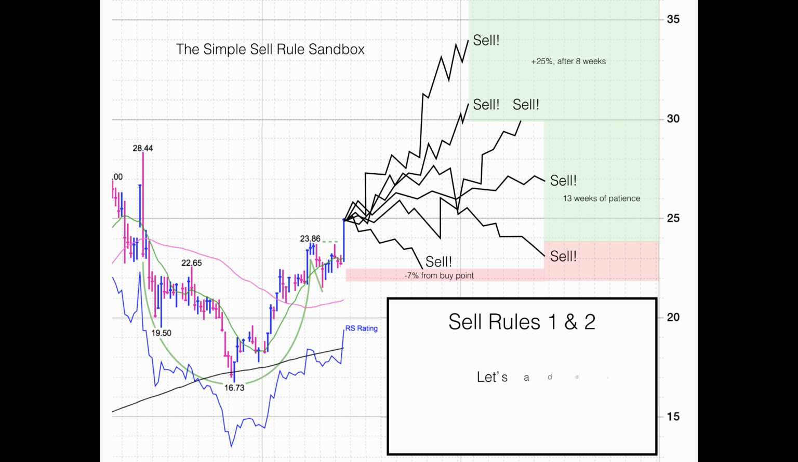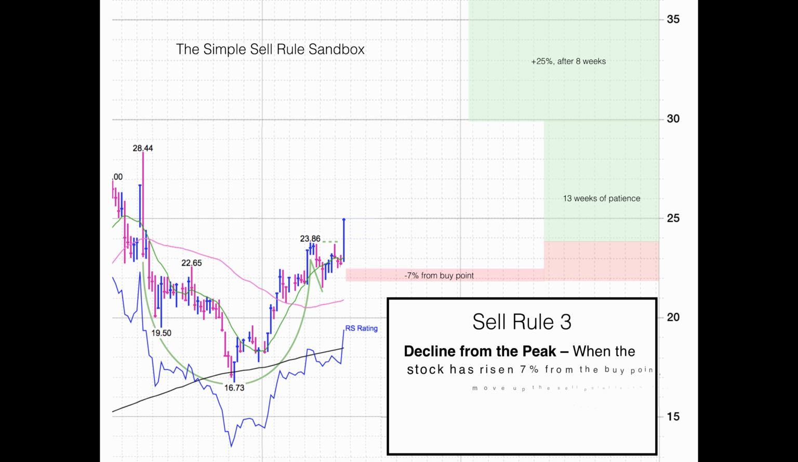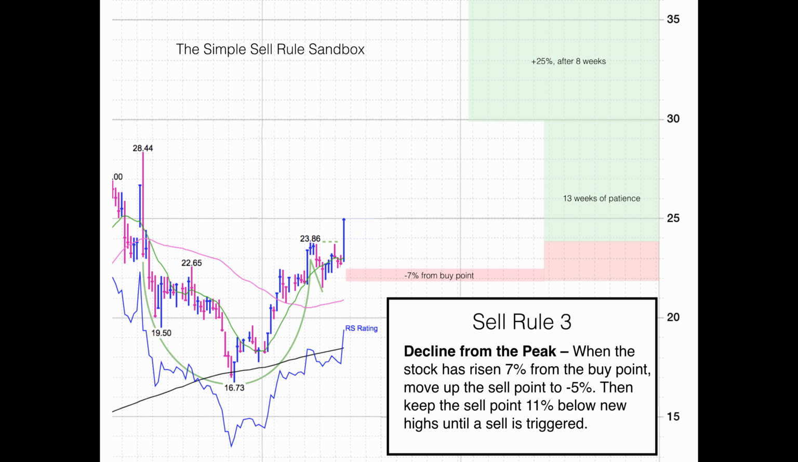But let's go add sell rule number 3. Sell rule 3, decline from the peak. When a stock has risen 7% from the buy point, move up the sell point to a minus 5% instead of the minus 7 or 8, wherever you're at. Then keep the sell point 11% below new highs until a sell is triggered. Okay, that's a great rule.